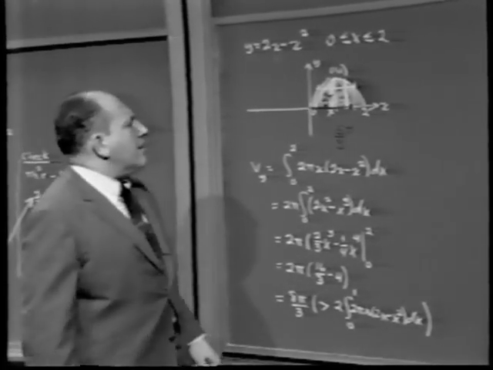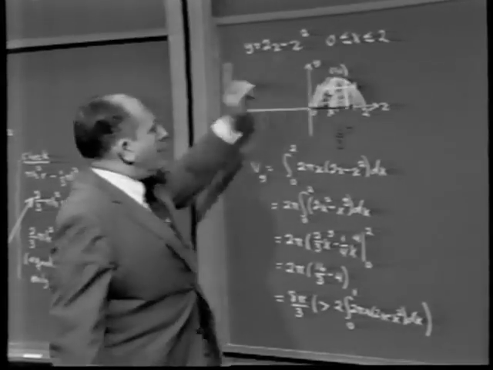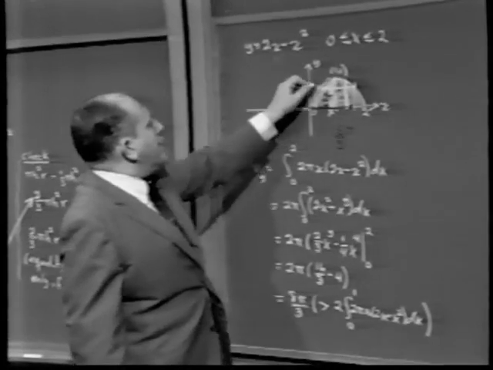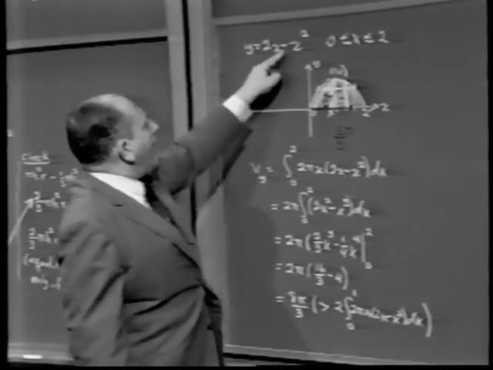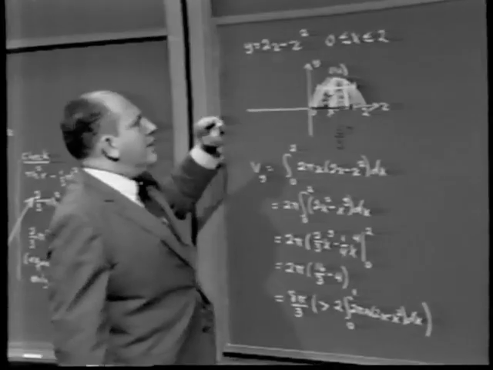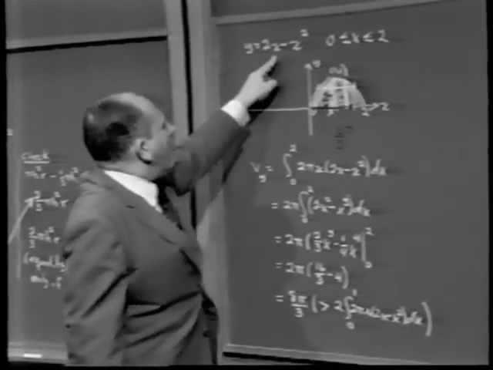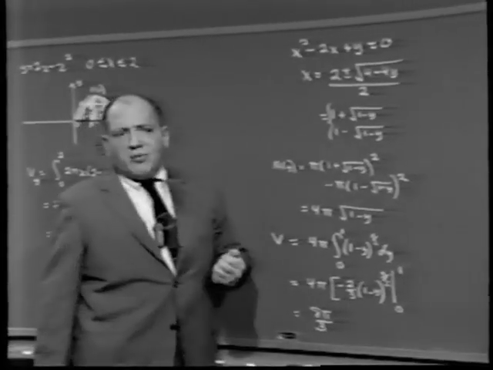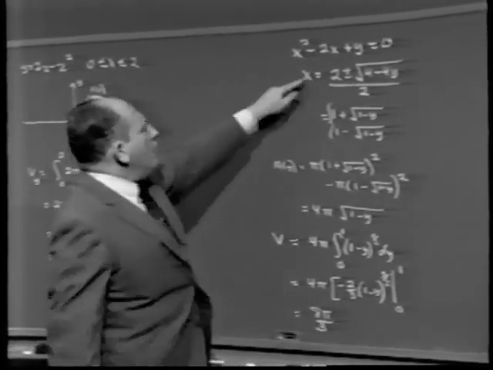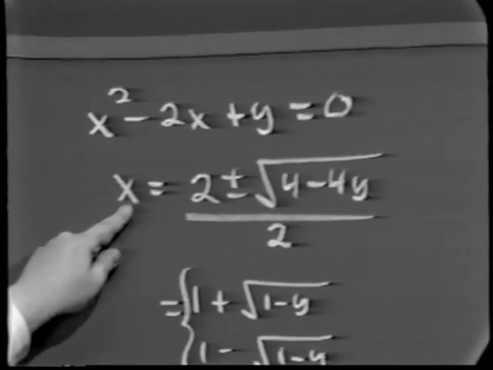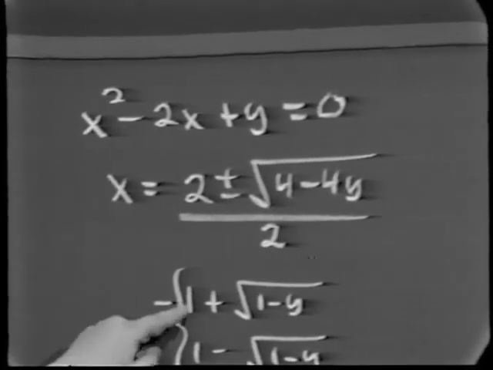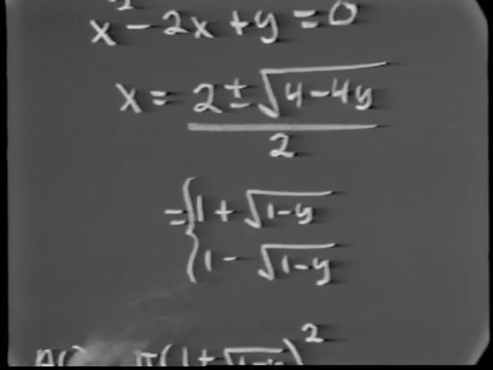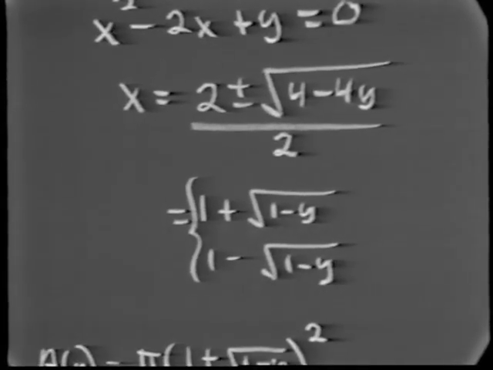Suppose we had wanted to do this by the solid revolution method. Notice that we would first have to invert this relationship. We would first have to solve for x in terms of y. Notice that y equals 2x minus x squared is the same as saying that x squared minus 2x plus y is 0. Using the quadratic formula, we can solve for x, and we now find that x is 1 plus the square root of 1 minus y, or 1 minus the square root of 1 minus y.